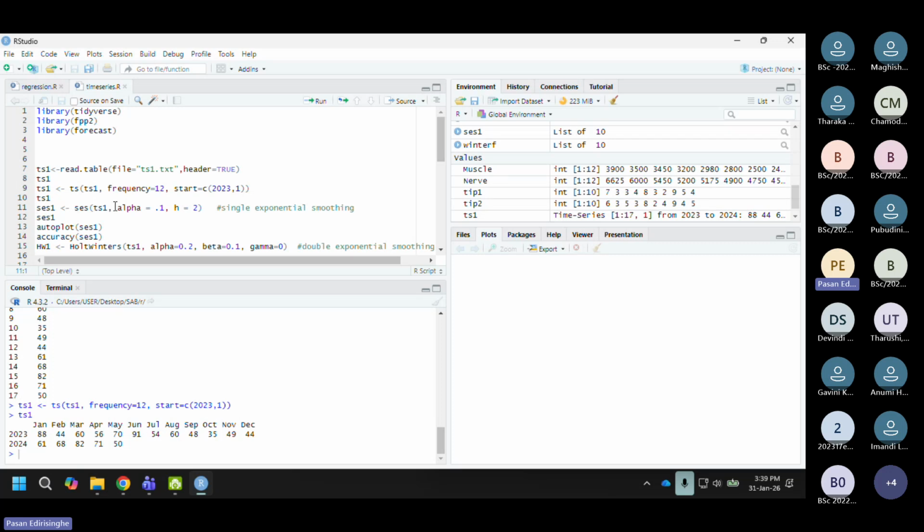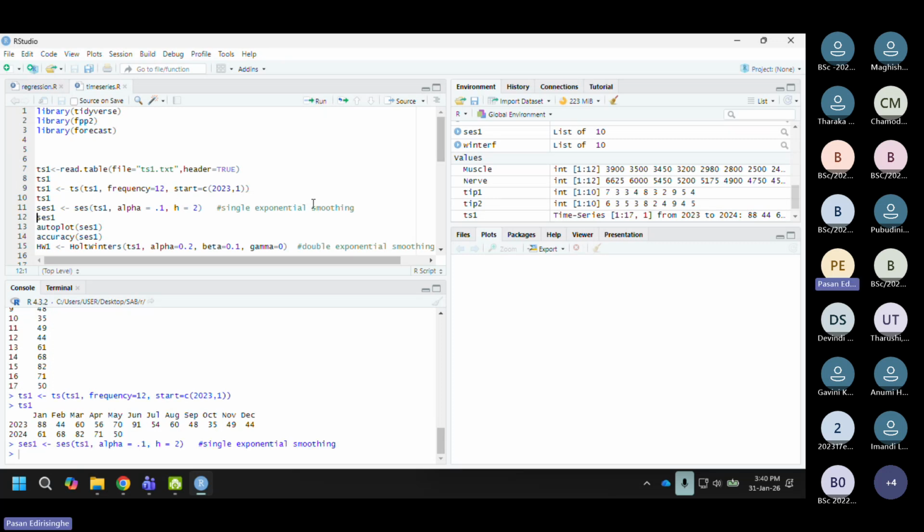Whenever you are specifying single exponential smoothing, I need to specify the alpha. This is the alpha value that I can put any number there, right? And then h equal to is indicating how far you want to predict. So I'm asking for 2 time points into the future. I want to do the prediction. You can change this to 10 or 20, whatever, right? That will allow you to predict for the future. So that is my single exponential smoothing. So let's run that one.